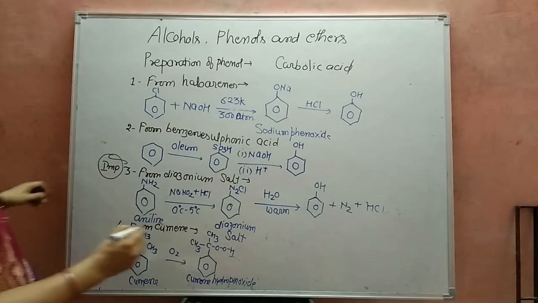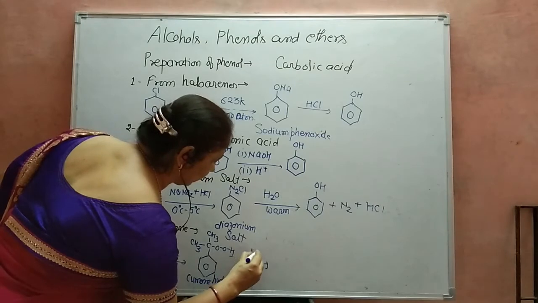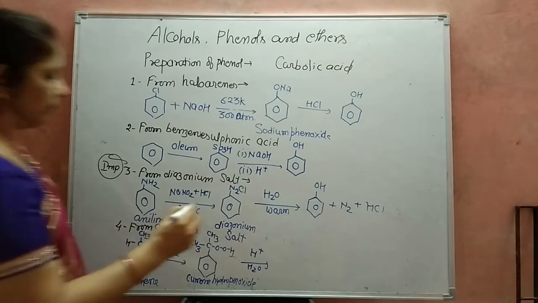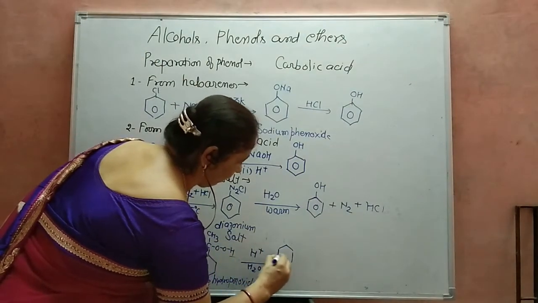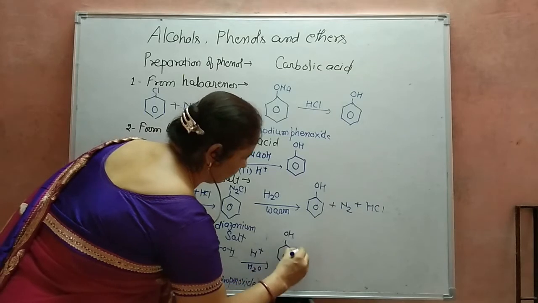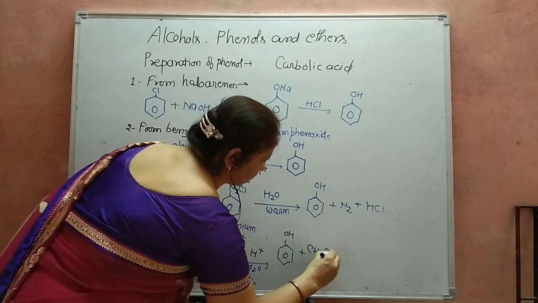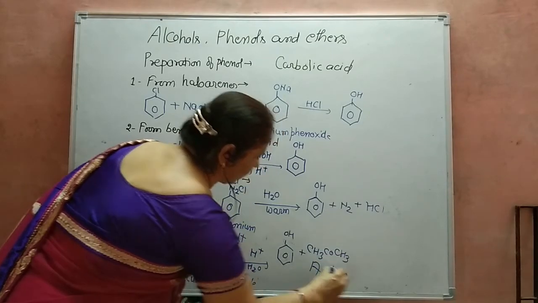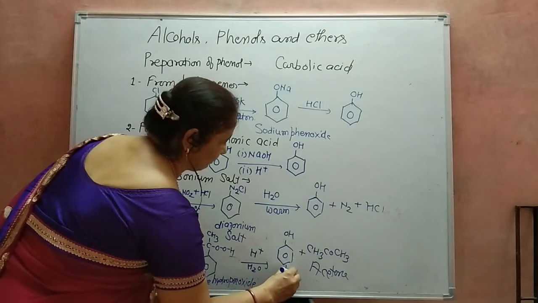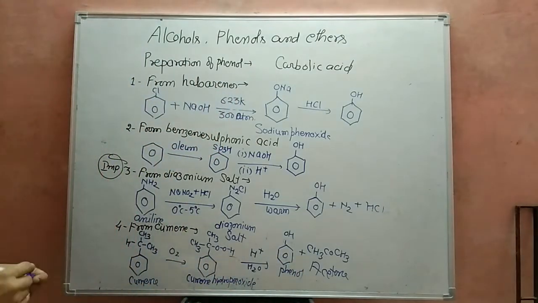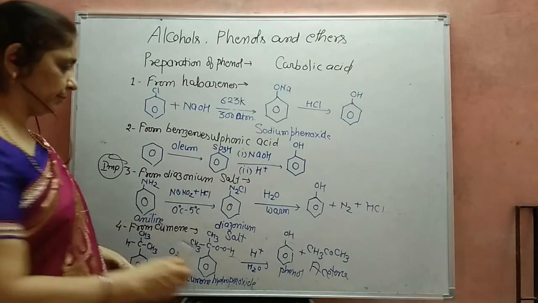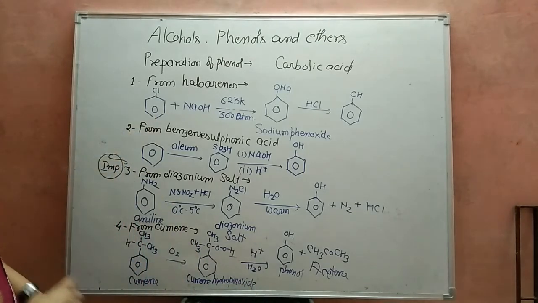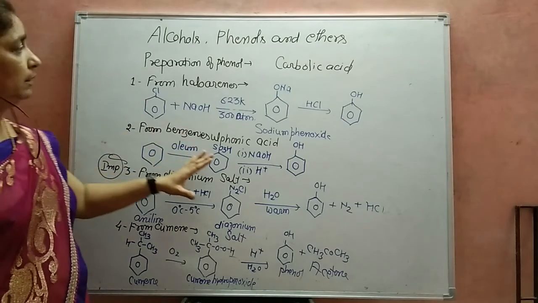When this cumene hydroperoxide reacts with water in presence of an acid, it forms phenol plus acetone. Acetone is also formed in very good yield. So these are some methods of preparation of phenol.